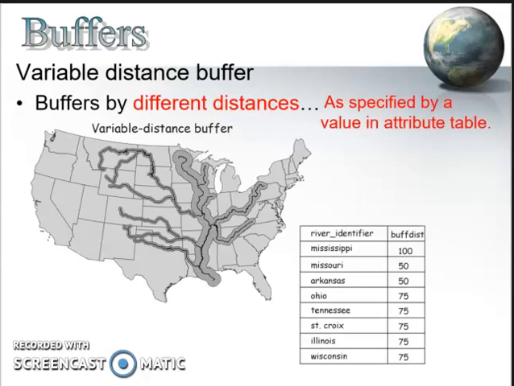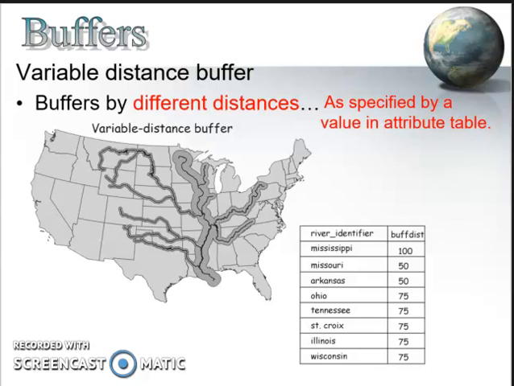Here we have an example of variable distance buffers. As indicated in the name, the buffer distance is variable and may change among features. The buffer distance may increase in steps. For example, we may have one buffer distance for a given set of features and a different buffer distance for the remaining features. This image illustrates the creation of buffers around the Mississippi River Basin.